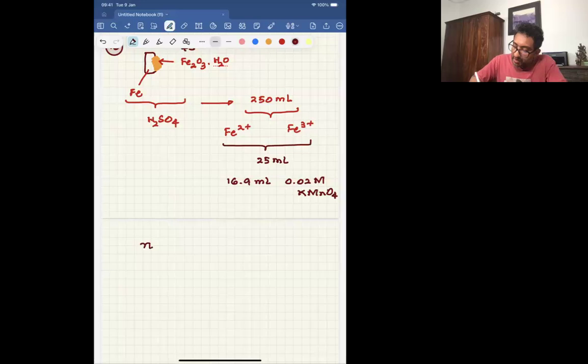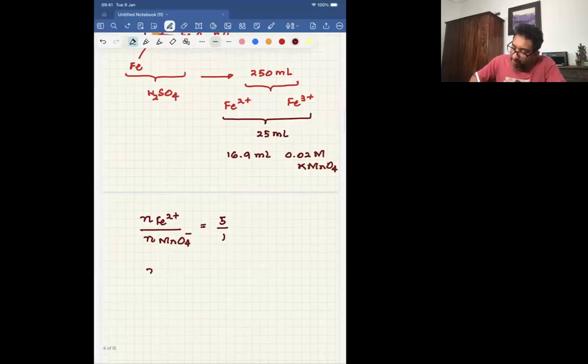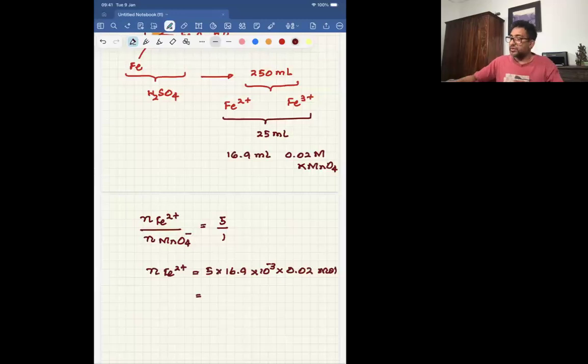So you can see the number of moles of Fe plus 2 to the number of moles of permanganate, MnO4 minus. What is that? Fe plus 2 is 5, right? Look at the equation given, permanganate is 1. Based on the equation given, the number of moles of Fe plus 2 is equal to 5 times permanganate, 5 times 16.9 10 to the power minus 3 multiplied by 0.02. 0.02 moles. That's what we get.